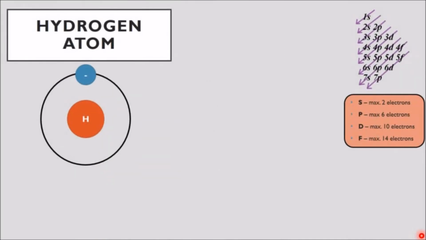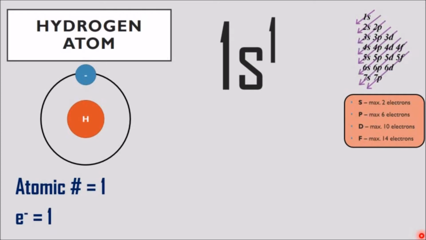So in this example, let's have the hydrogen atom. Now hydrogen atom has an atomic number of 1 and it also has 1 electron in its atom. And hydrogen atom's electron configuration is 1s1. So you might be thinking, what does this mean? What is 1s1 trying to tell me? So to know that, let's look at the electron configuration closely.